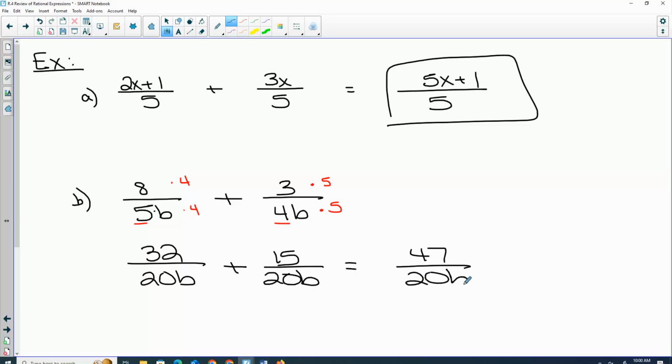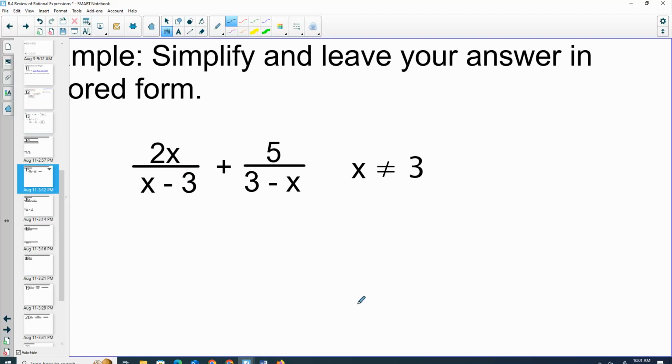Always make sure, does this reduce at all? Like if it were 48, we would have to reduce them. 47 does not. 47 over 20b, we can't divide them both by anything, so that's our final answer. All right. What if I gave us this problem?